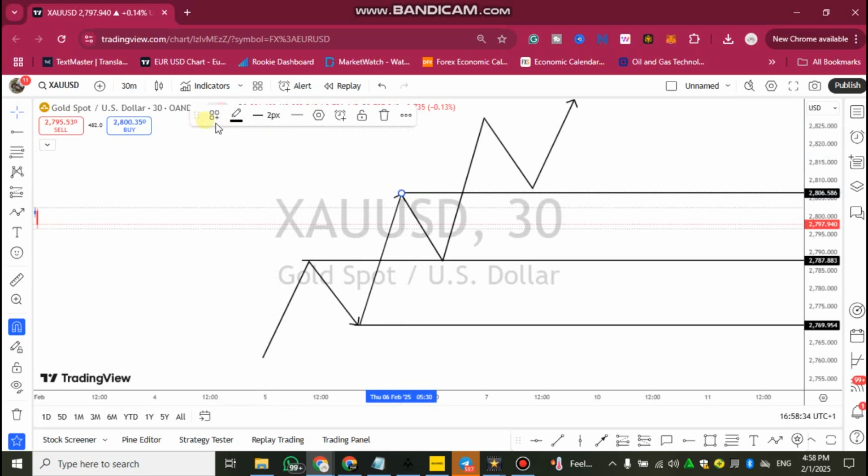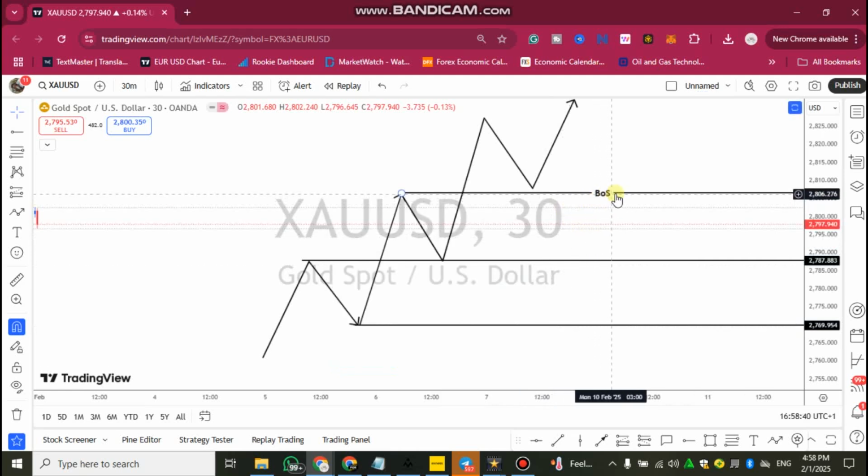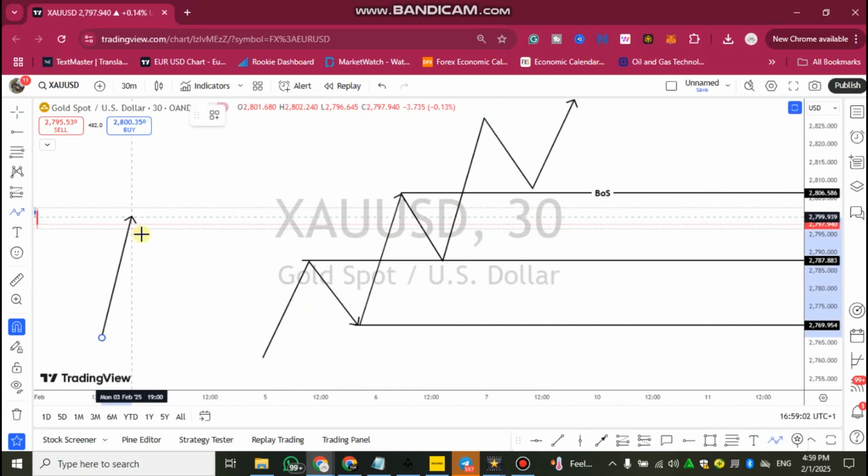Now let me use a template for that. BOS is mostly written as BOS for those who are drawing these things on their chart. We have BOS, and we have CHoCH, which is change of character. In the next video I will talk about change of character, but for now let's focus on break of structure. If we're in a bullish trend, we'll keep having bullish break of structure. So you see like that.